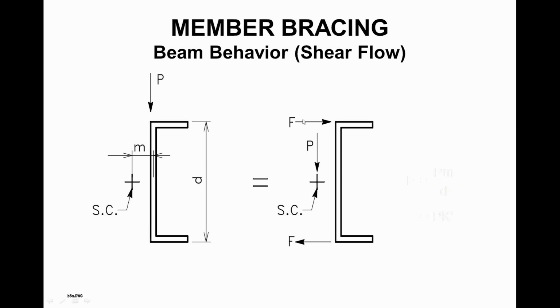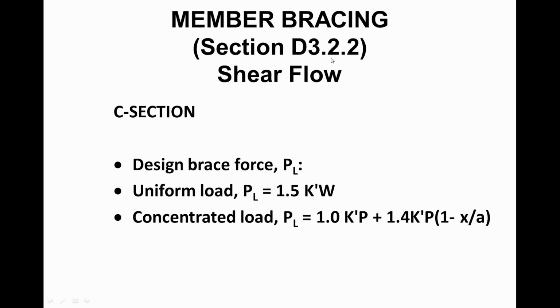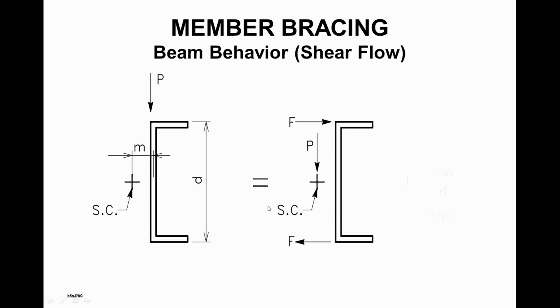That F dimension then needs to be estimated. Well, section D3.2.2 of S100 tells me that that F, we're now going to call it P sub L, the design brace force, is given by these two equations. Whether it's a uniform load that I'm applying to that joist or a concentrated load, these are the respective equations we're dealing with as we focus on shear flow. Again, all I'm trying to do is stabilize this section from this twisting behavior. If I don't stabilize it, this C-section will not have much load capacity. So this bracing is very important to me.